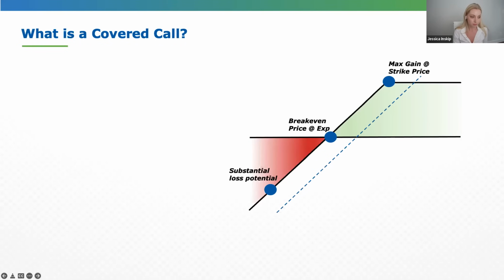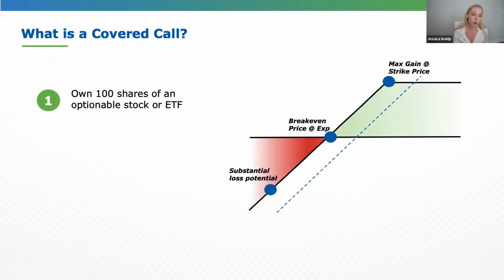So for a covered call, you have to own at least 100 shares of an optionable stock or ETF. This line represents the stock. This is how much I can potentially gain. It's unlimited. This line would go forever. As the stock goes up, my value goes up. As the stock goes down, it can only go to 0. Again, that's the maximum amount that I can lose, is what I invested in the security. So that's 100 shares of the stock.